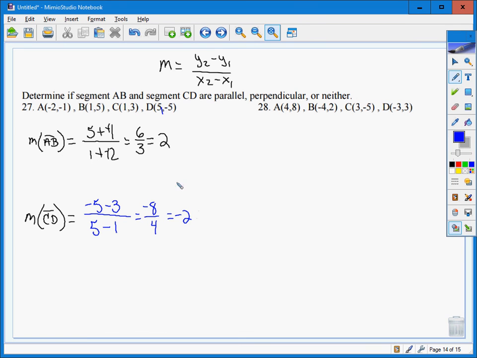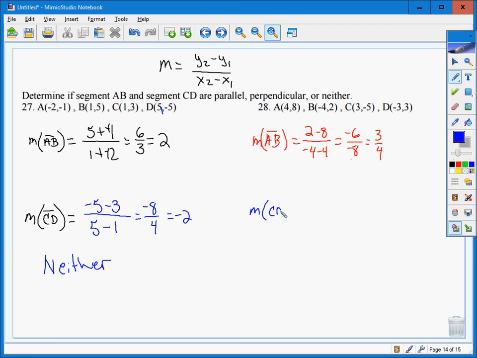These are not negative reciprocals of each other, and they're not equal. So this would be neither. Same process. Slope of AB. y2 minus y1, 2 minus 8. x2, -4, minus x1, 4. 2 minus 8 is -6. -4 minus 4 is -8. Negative over negative would make a positive. So this would be a positive 3/4.